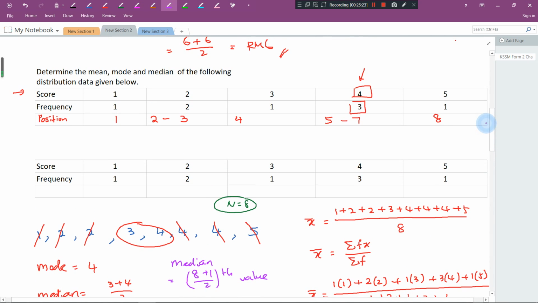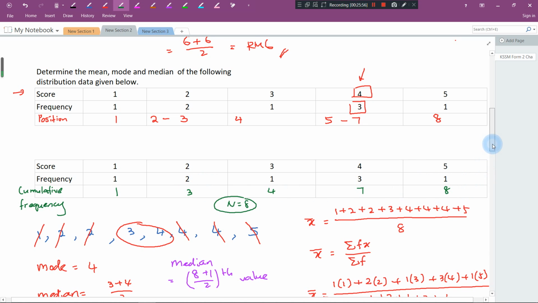So some students, they don't want to use this position. You can use another method, which is cumulative frequency. Cumulative frequency means that you accumulate all the frequencies together. For example, this one, you just write 1 plus 2, you get 3, 3 plus 1, you get 4, 4 plus 3, you get 7, 7 plus 1, you get 8. Always make sure the last one is the total frequency. So this way also can.